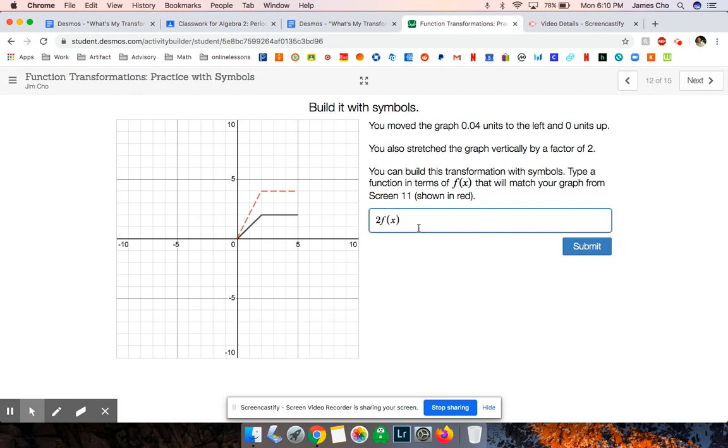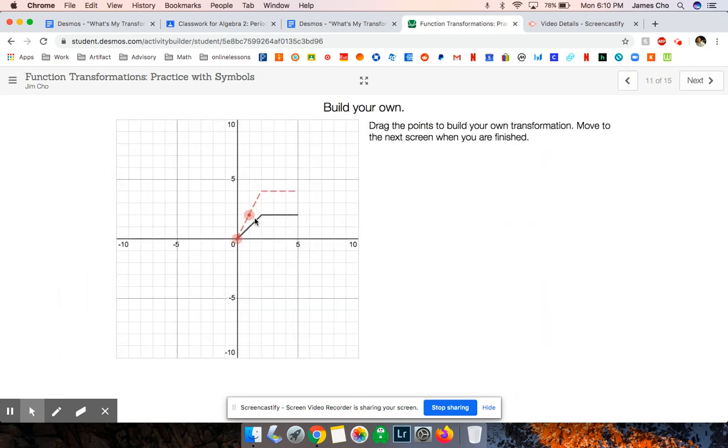Okay, now it says I moved it 0.04 units to the left, and I didn't move it up. So there's going to be no plus or minus at the end, but there will be a shift to the left by 0.04. And so for this specific one, and yours is going to differ depending on what shift you did, you're going to read the information here and then edit your function so that it matches that information. Okay, if I hit submit, you can see that it matches exactly with that line.